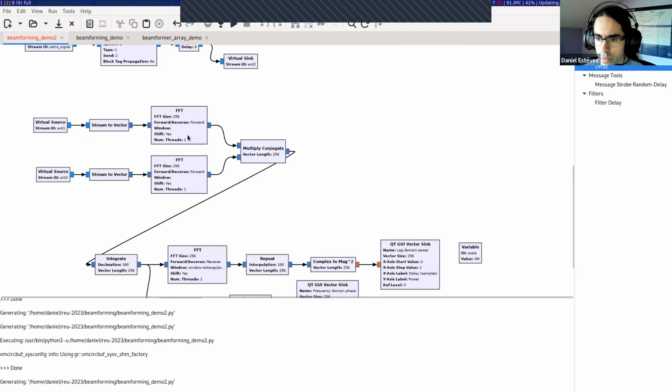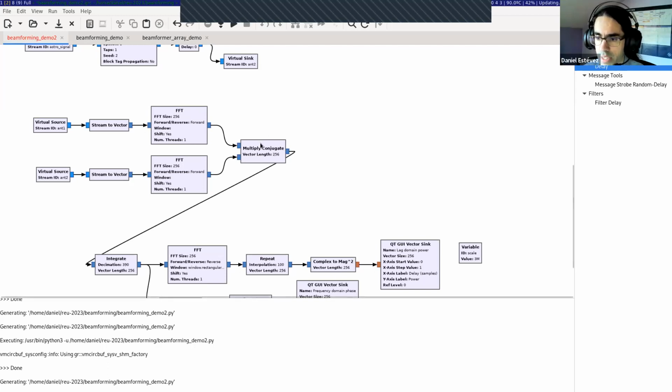And what we do is we do the FFT of each of the antennas, and then the key ingredient of the correlation is this multiply conjugate. So when you have two signals which are similar, the multiply conjugate will tend to give you the same complex number over time.